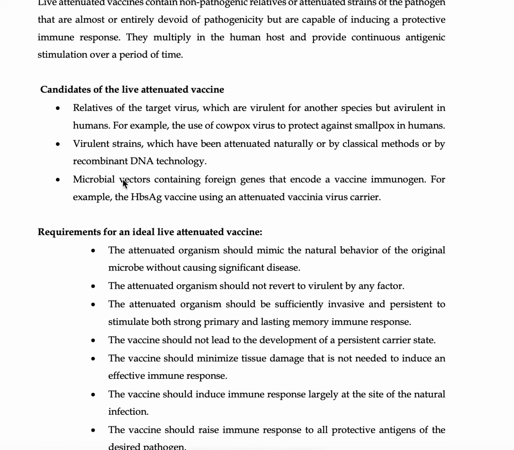So, in this type of vaccine, we don't use the whole organism. For example, we take the HBsAg vaccine to get protection against hepatitis B, but we will not use the whole hepatitis B virus as a vaccine. Instead, part of the gene which encodes the surface antigen of hepatitis virus was inserted into another virus, like attenuated vaccinia virus. This attenuated vaccinia virus is called a carrier because it carries the gene that encodes the surface antigen of HB. So this recombinant virus can be used as a vaccine.